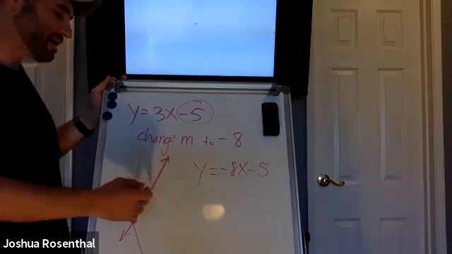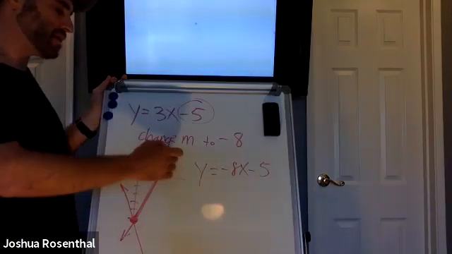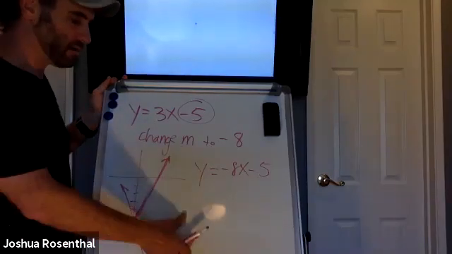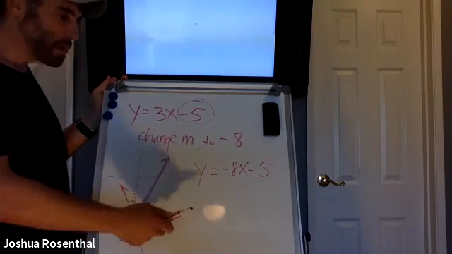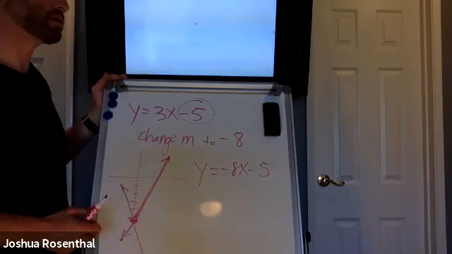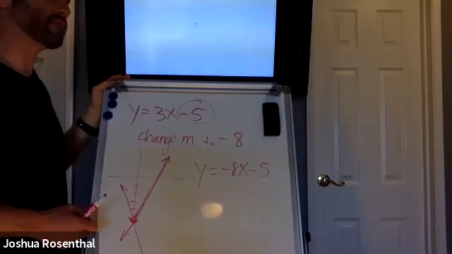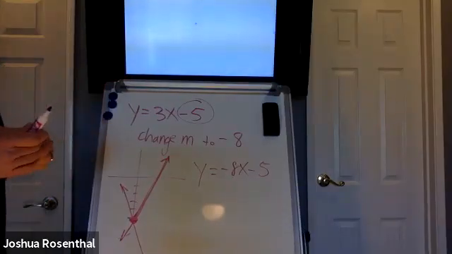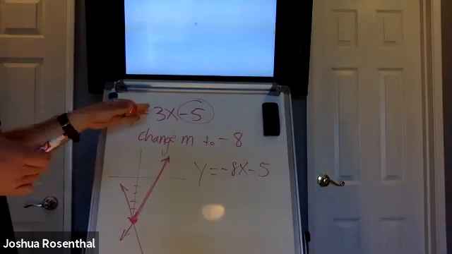Positively sloping lines, they increase their value as they go from left to right. Negatively sloping lines decrease in value as they go from left to right. So that's one way you can answer the question. Also, you want to mention that it gets steeper, because 8 has more absolute value than 3. So that means it's going to decrease steeper than it was increasing.